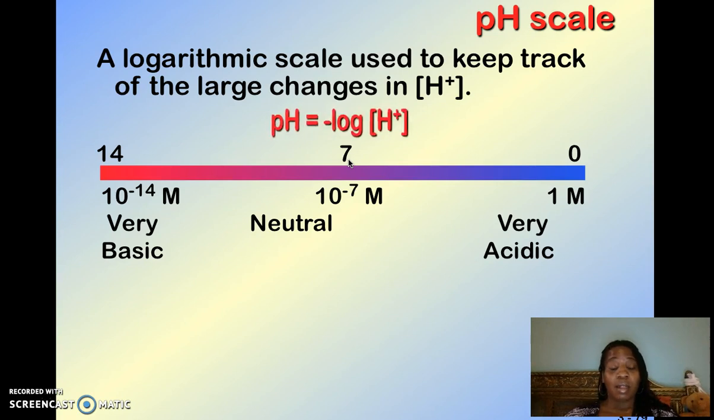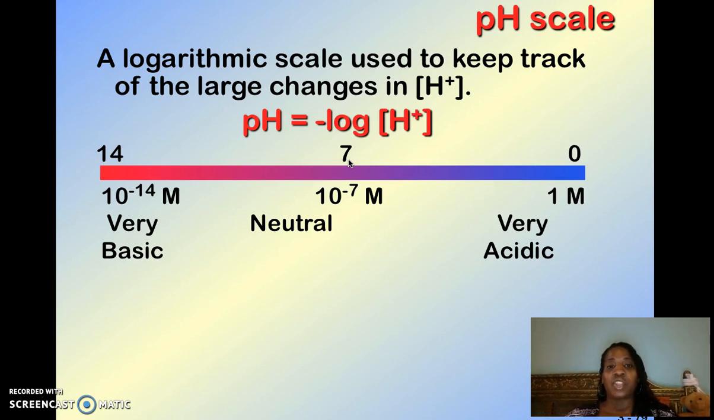The pH scale is going to be very important, so please familiarize yourself with it. It is a scale from 0 to 14. A pH is the power of hydrogen. That's what the P stands for. pH is a logarithmic scale where you calculate that value by taking the negative log of the hydrogen ion concentration.